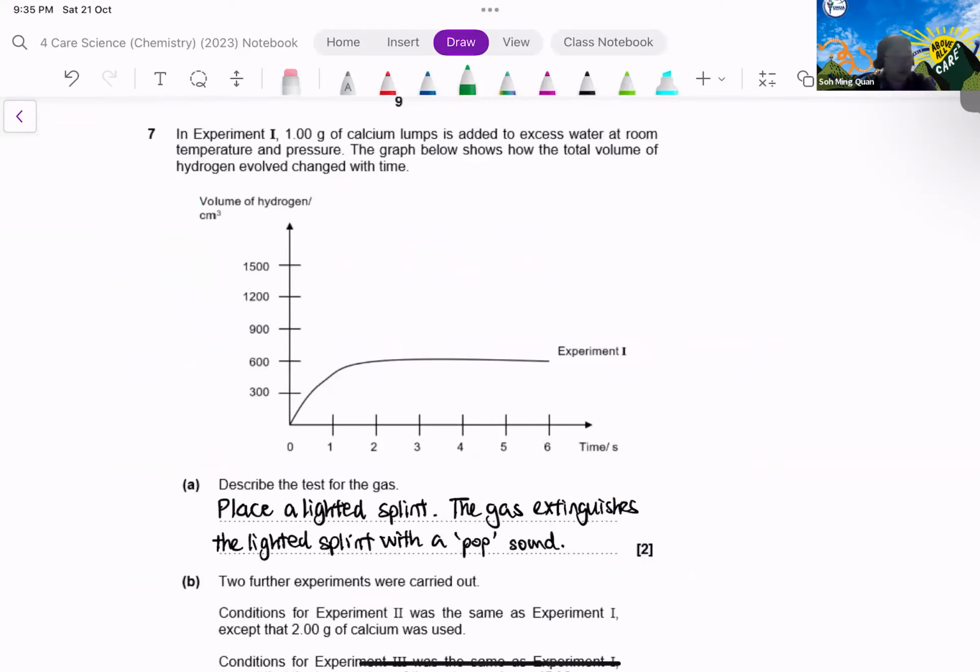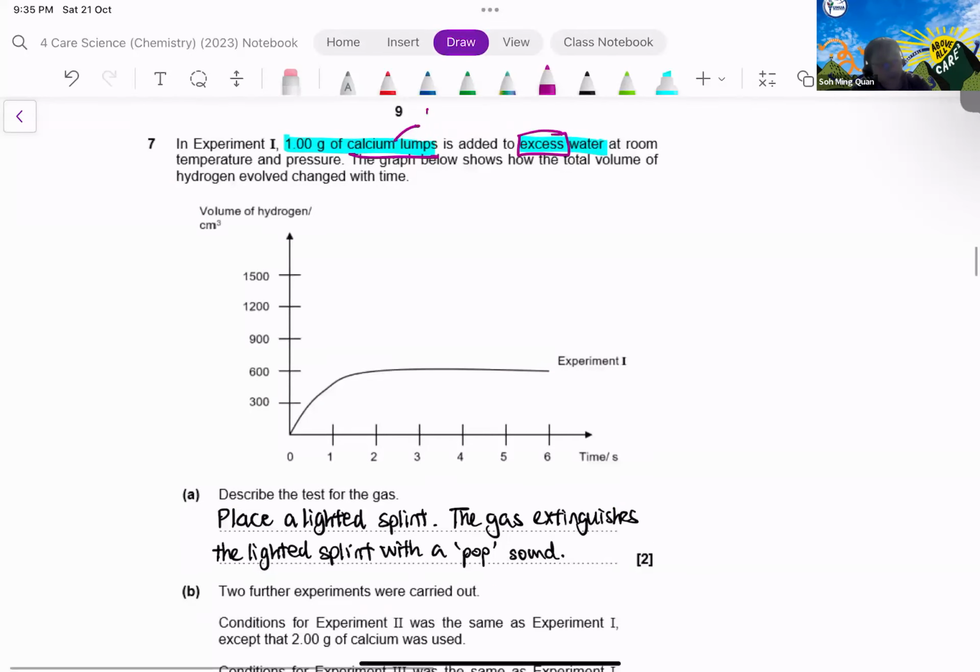So you are told that originally we use 1 gram of calcium lumps and it's added to excess water. Whenever you are doing speed of reaction questions, excess is an important word to underline, because it tells you that if water is in excess, calcium is limiting. Next, you are told this is at room temperature and pressure. So room temperature refers to 25 degrees Celsius.